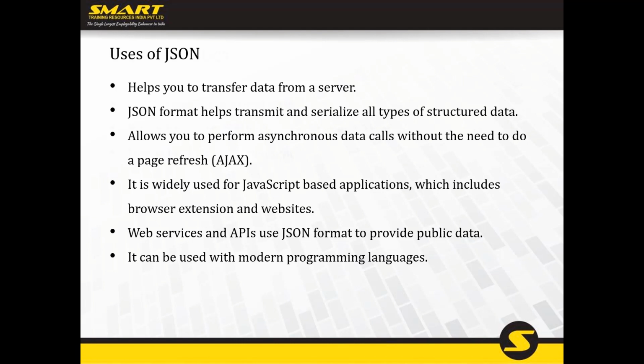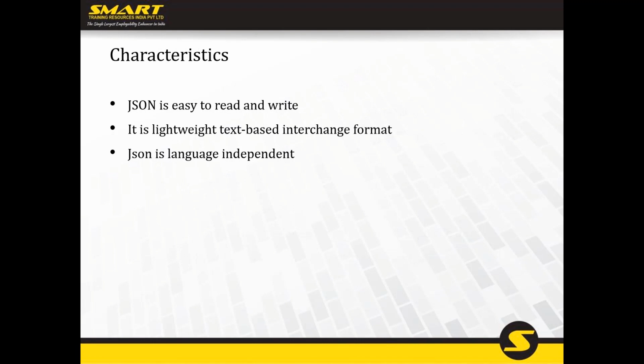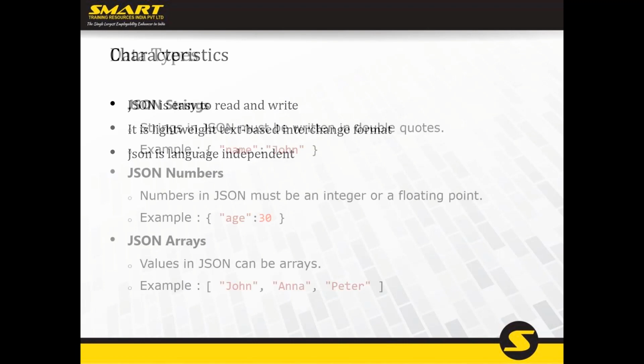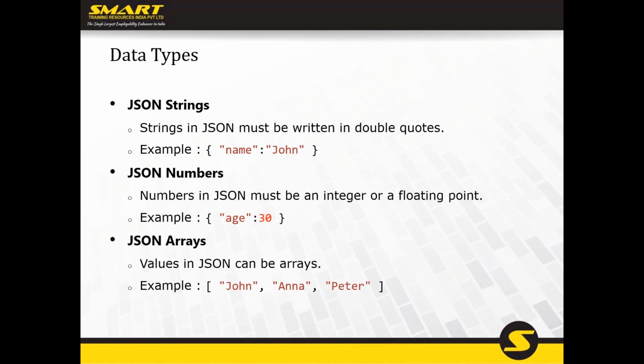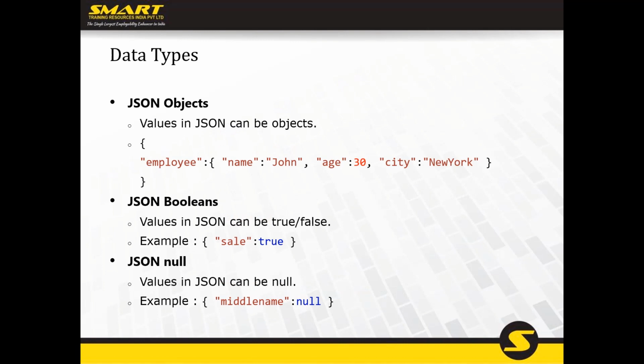Now we will look into the characteristics. So JSON is easy to read and write, it is a lightweight text-based interchange format, and it is language independent, as I told you before. So here are the data types that are available in JSON. We have string, numbers, arrays, objects, booleans, null. We will look at each of these data types in detail.